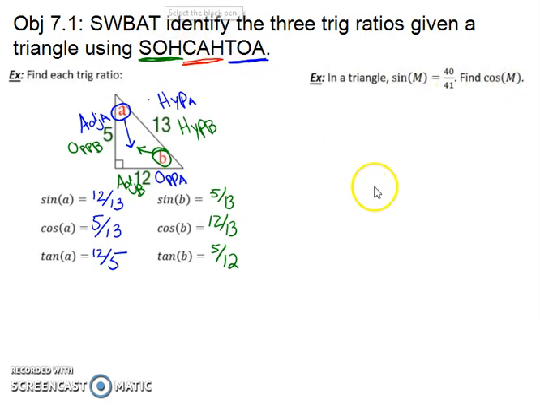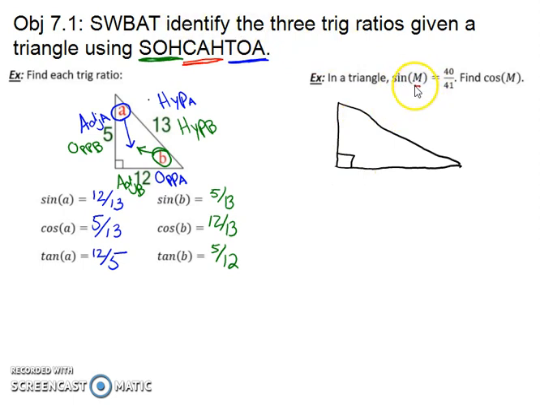So the way we do this is we start by drawing a triangle. It has to be a right triangle, but otherwise it does not matter how you draw your triangle. So I drew a really squiggly triangle right there, and I put a right angle in it. Now what I do have to do is this. It says sine of angle M. So that means I have to put an angle M somewhere. And again, it doesn't matter where I put it. I'm just going to put it here. I had 2 choices, and I picked one. So my reference angle is angle M. And then what they told me is that sine of M is equal to 40 over 41.